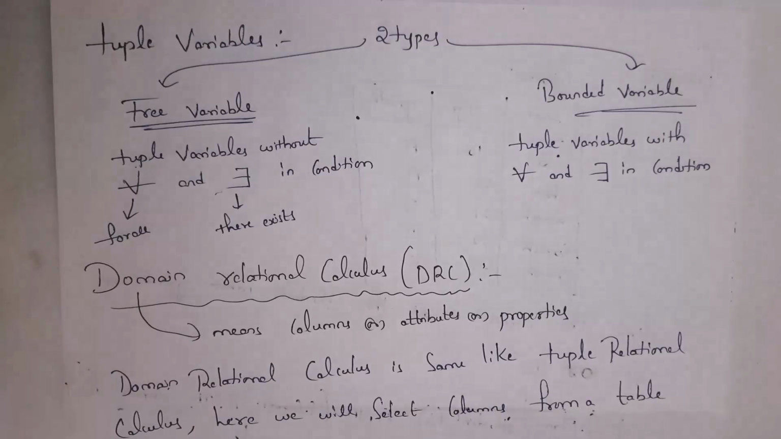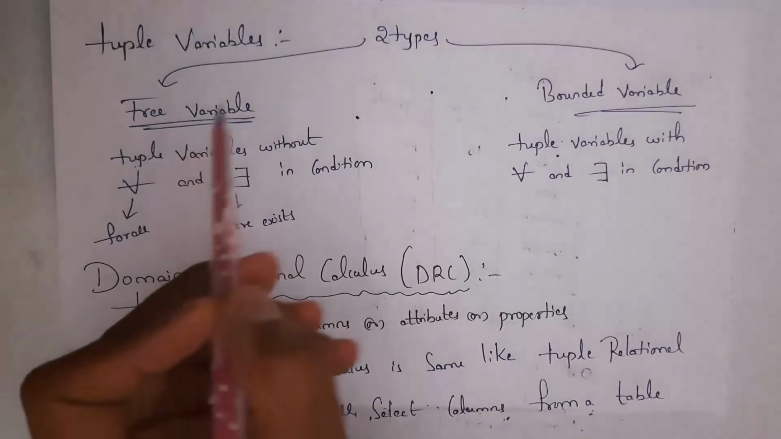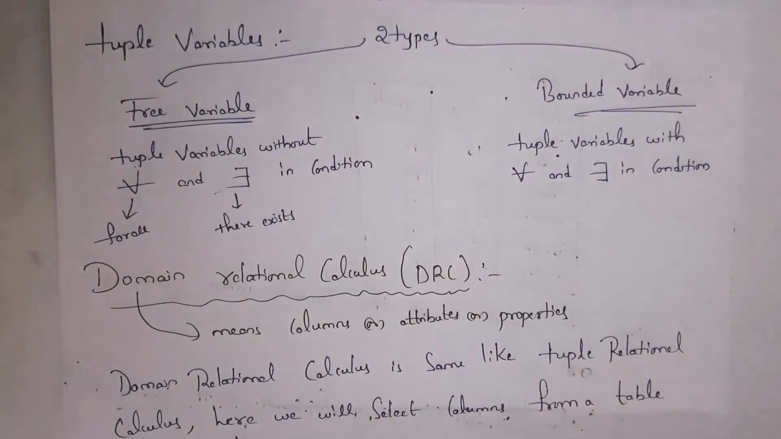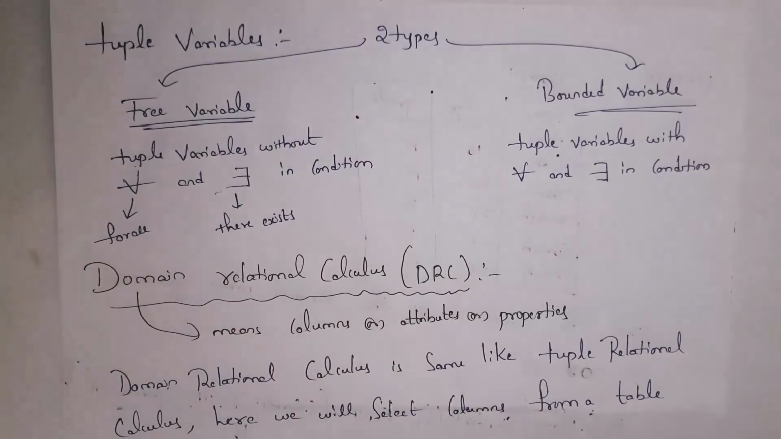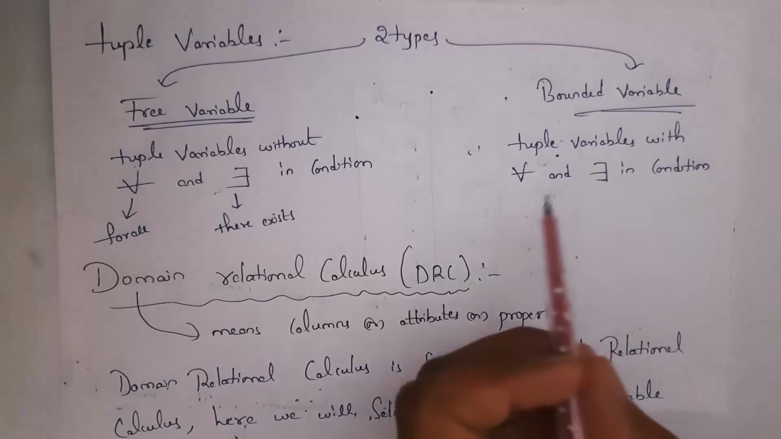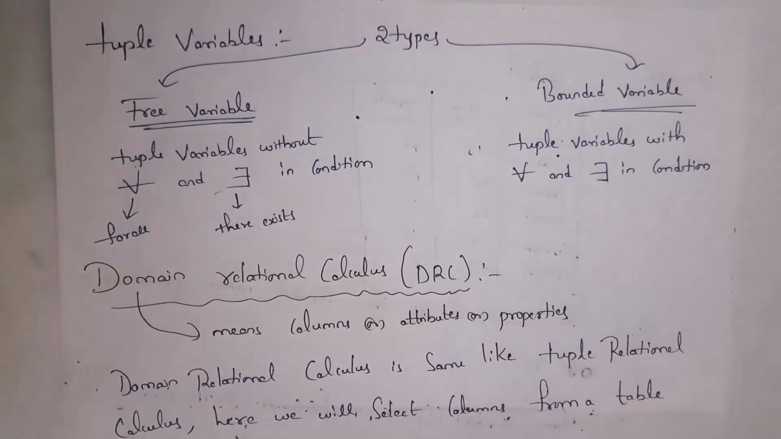Tuple variables are classified into 2 types. They are free variables and bounded variables. Variables which do not contain for all and there exists in the condition are known as free variables. And tuple variables with for all and there exists in the condition are known as bounded variables.